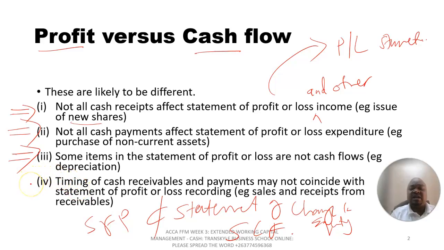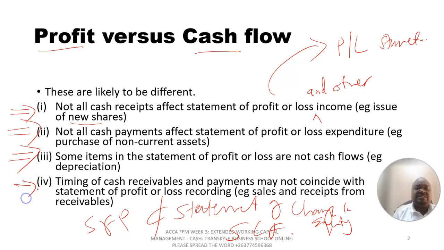All right, this is why when we are computing cash flows, we then have to add them back. Okay, the depreciation or amortization is added back. All right, but if it is a gain, we deduct it, all right, in the computation of cash flows from operating activities.